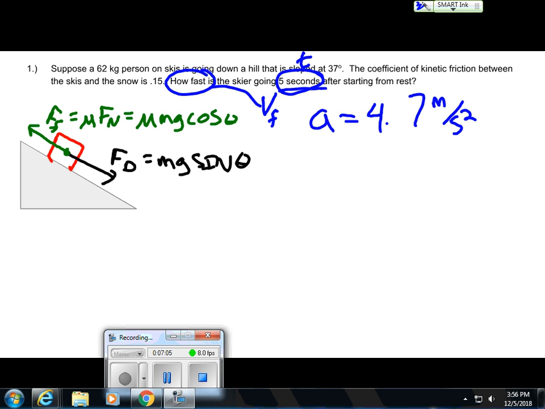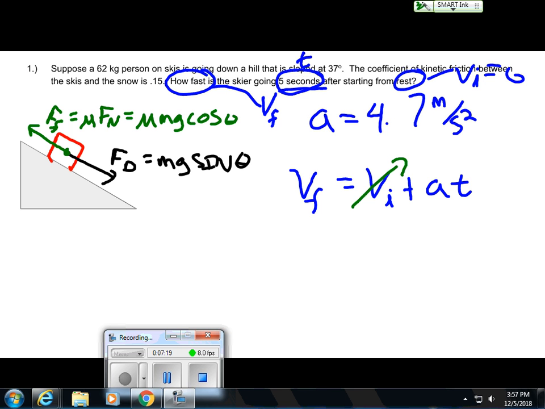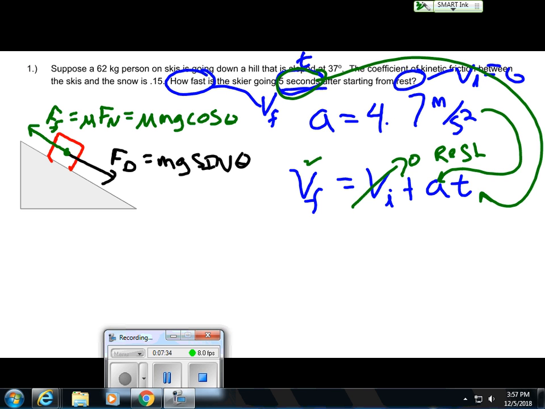There's your time, starting from rest. My v initial is equal to 0. So I plug in what I know, what I don't know, with an equation. So v final equals v initial plus at. Easy peasy. This one's 0 because of the word rest. v final is what we're looking for. We know a because we just found a, and we know time. Time is 5 seconds.